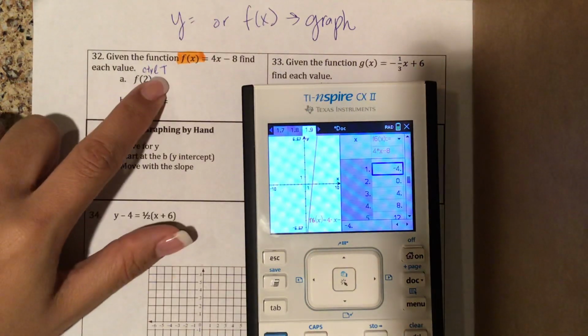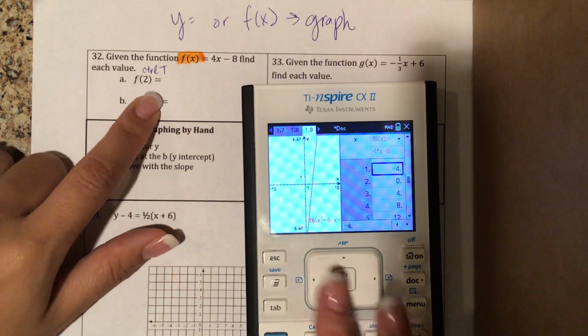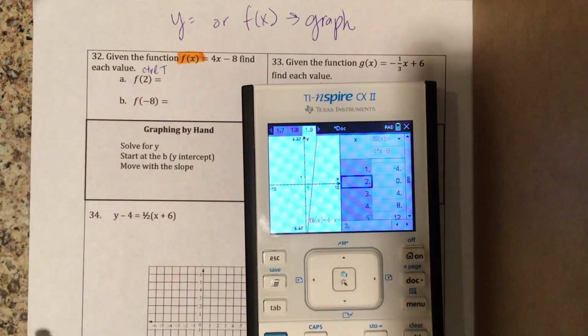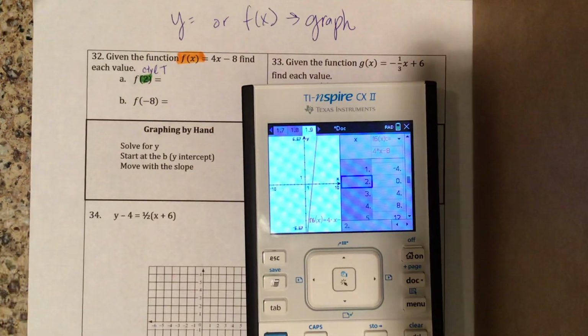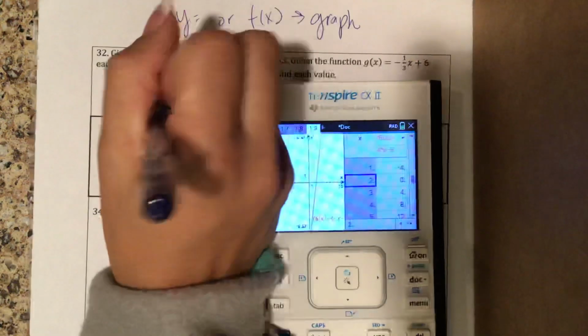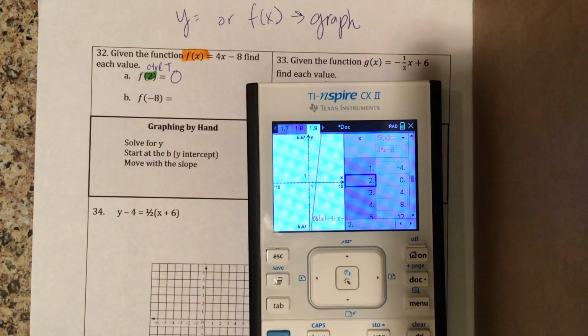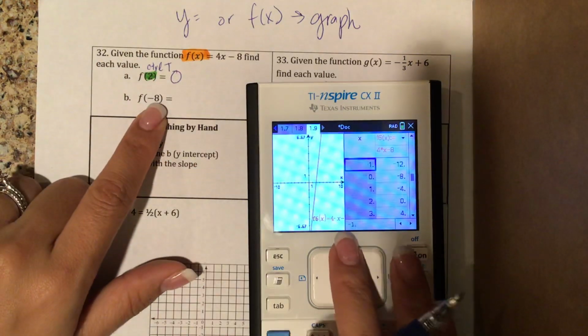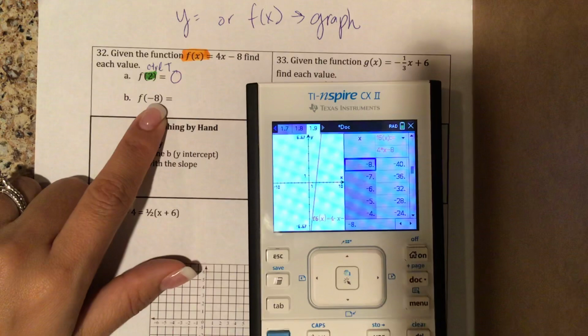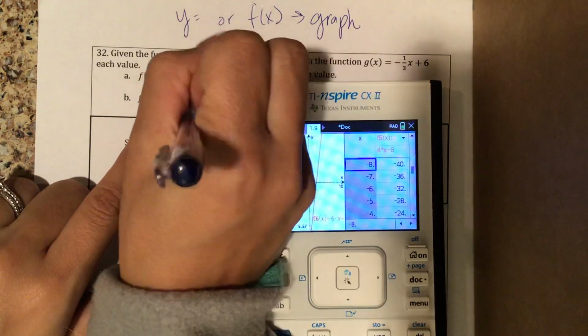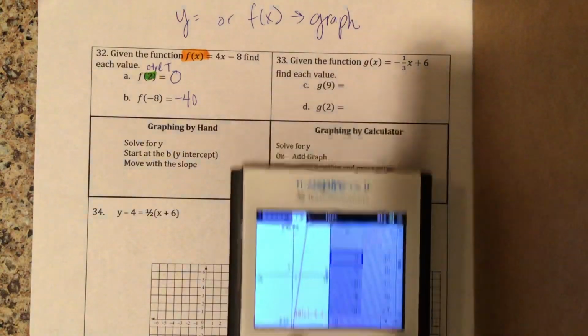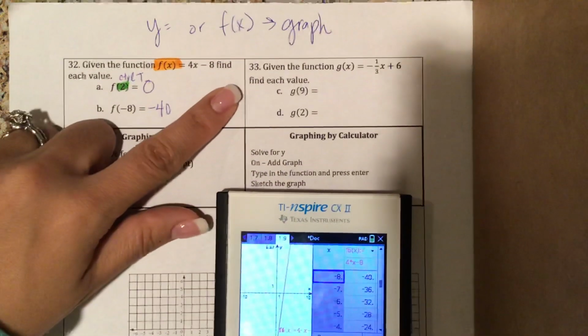So Control T, again, is a table of values. So it tells me the number. So when the x value is 2 on my table, what's the y value? Very easy. It's just a 0. The next one, when the x value is a -8, my y value is the number -40. So easy. Go ahead and try the same thing with number 33.